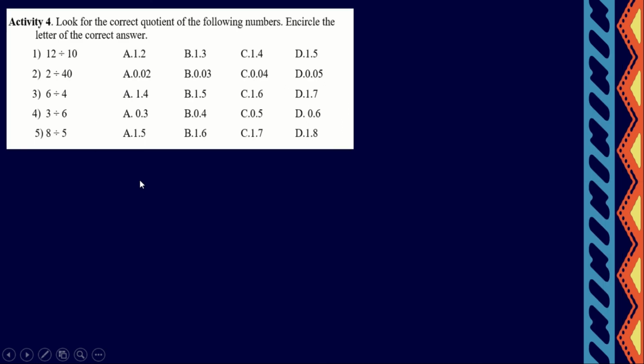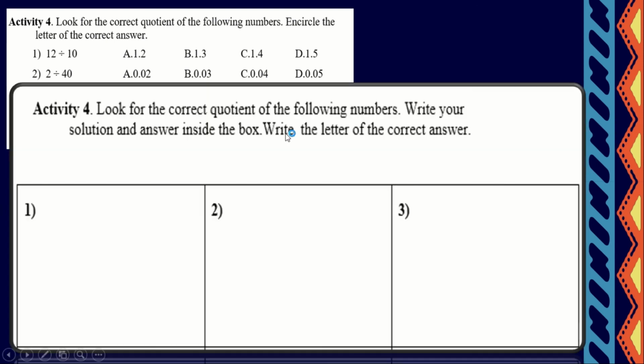Activity 4. Look for the correct quotient of the following numbers and circle the letter of the correct answer. So in this case, you have to write the letter of the correct answer because we have the answer sheet. So we have 12 divided by 10. So we can divide 12 divided by 10. We have 1. 1 times 10, 10. So 12 minus 10 is 2.